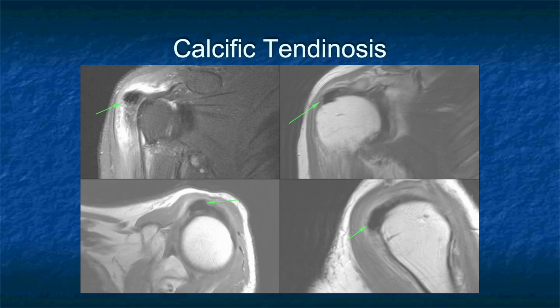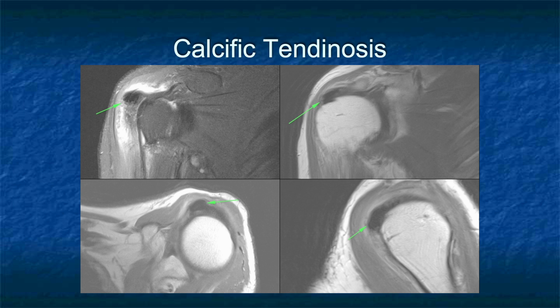In some situations, what one can see is a lot of edema around the tendon, and the tendon looks relatively normal. In these situations, one must look very carefully because these patients could be associated with calcific tendinosis. Calcific tendinosis is a condition where you get calcium hydroxyapatite deposition within or adjacent to the tendon.